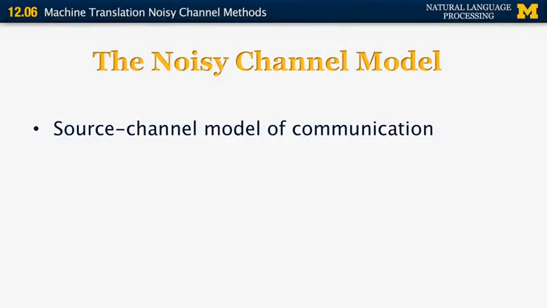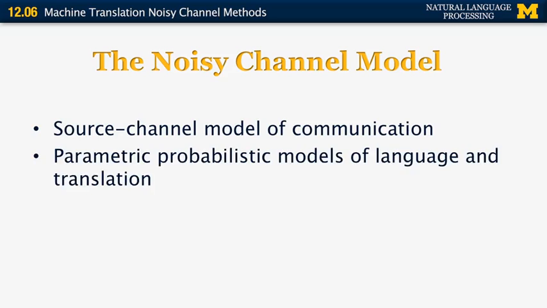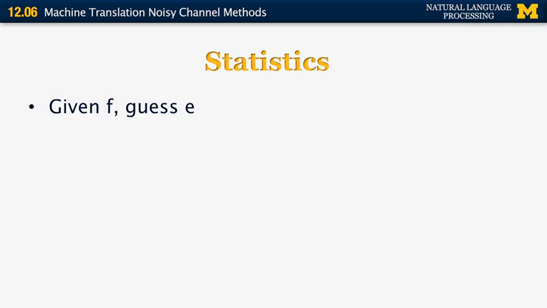Okay, so we're now going to see how noisy channel methods are used as the basis for modern machine translation. So we looked at noisy channels before. The idea was that we have a source signal that gets transferred through a channel, and that's our model of communication. And the noisy channel model is essentially a parametric probabilistic model of language and translation. So let's see how it works.